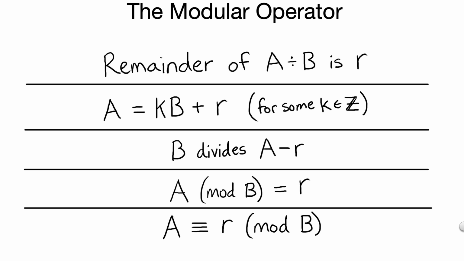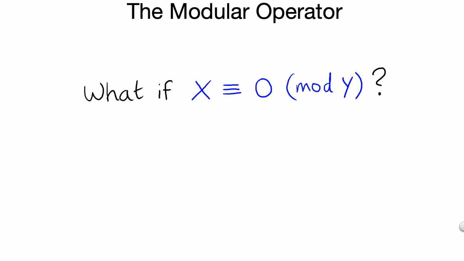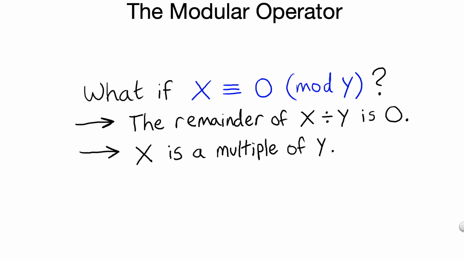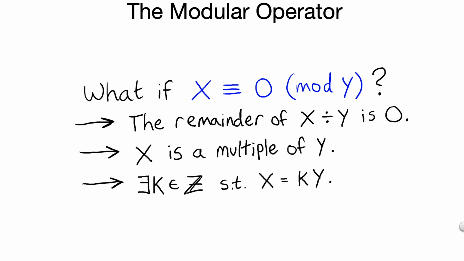Likewise, the fifth way of doing it is that a is equivalent, this symbol, to r modulo b. You might see this one more often than the one before, but both of them are equally valid. After familiarizing yourself with that notation, you might be presented with something like this. What if x is equivalent to 0 modulo y? This also means that the remainder of x divided by y is 0. x is a multiple of y, and there exists an integer k such that x equals ky.